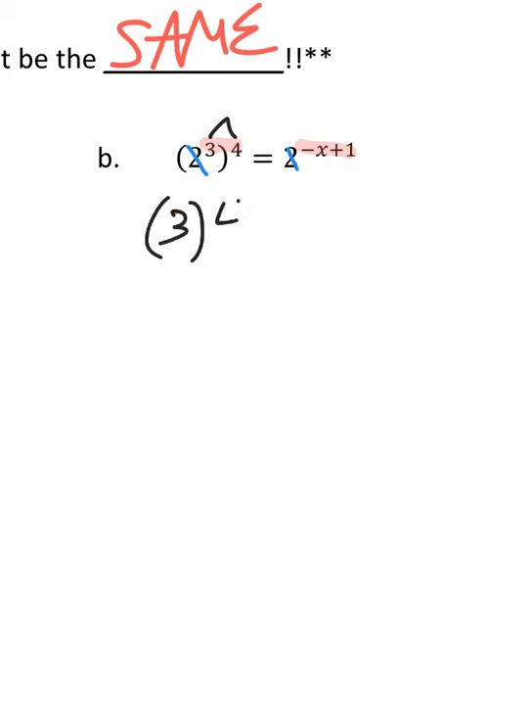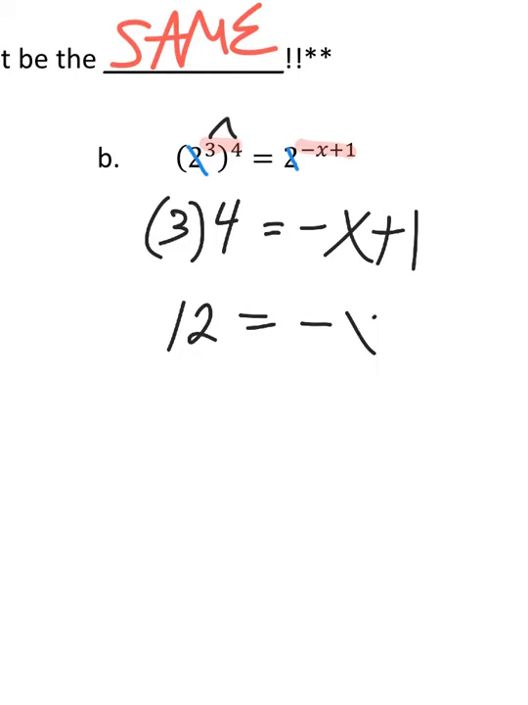3 times 4. You can keep the parentheses if you want, just as long as you know to multiply, equals the other power, which is negative x plus 1. And then you just do some simplifying. So 3 times 4 is 12, equals negative x plus 1. Kind of going back to these Algebra 1 skills here, trying to get x by itself. It's a plus 1, so we could subtract the 1. And we get 11 equals negative x.